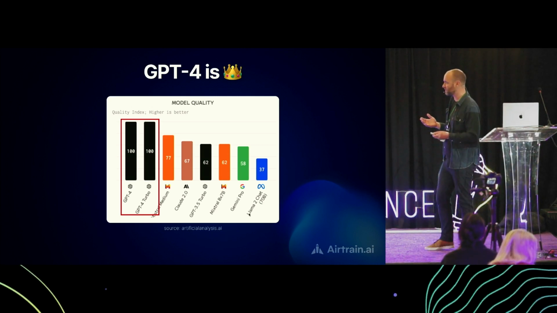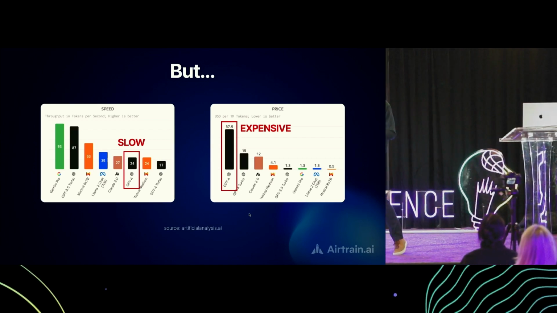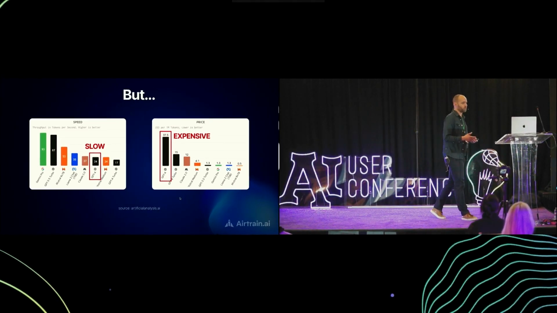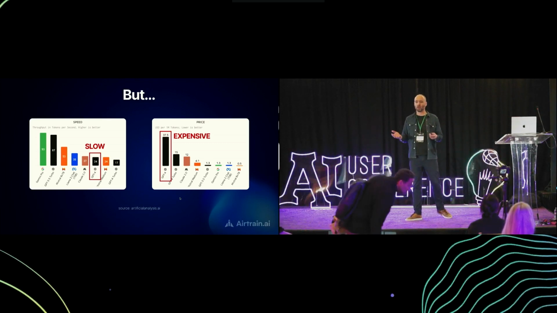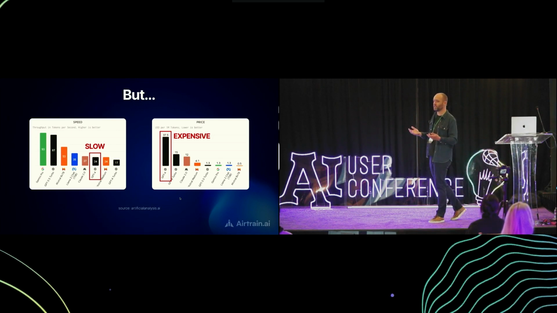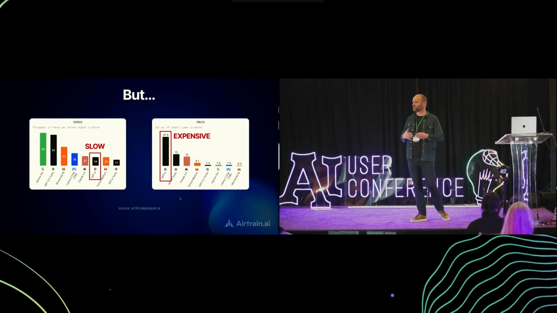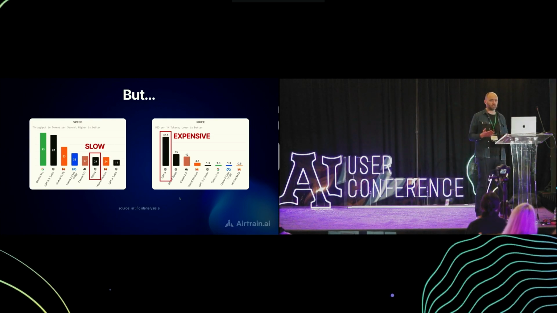But it's not all perfect. Yes, it's great, but it's also very slow. If you take this data from artificialanalysis.ai, you will see that GPT-4 is actually pretty slow compared to other alternatives out there. It's also very expensive. GPT-4 is the most expensive model on the market. So it makes it a very good model for prototyping, to see if your idea even works in the first place. But as soon as your idea works and you build out your product and you start scaling out, getting more users onto your application, you're going to have a huge bill to pay to OpenAI at the end of the month. So obviously that's not ideal.